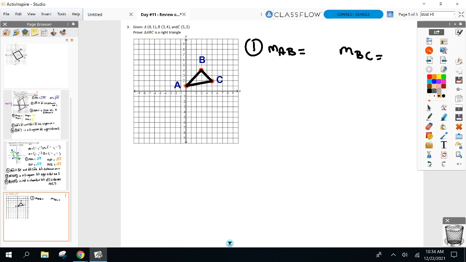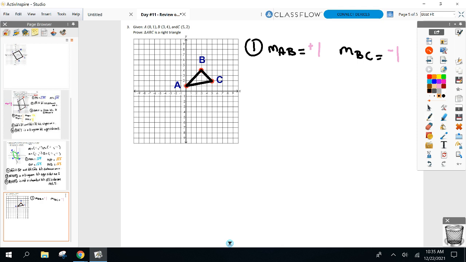All right, back to you guys. AB should be positive 1. BC, negative 1. Not the same. I hope they weren't because I was looking for parallel. But what's negative 1 and 1? Those are negative reciprocals. Perfect.